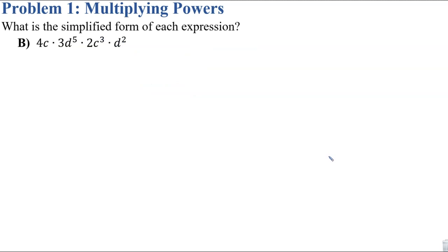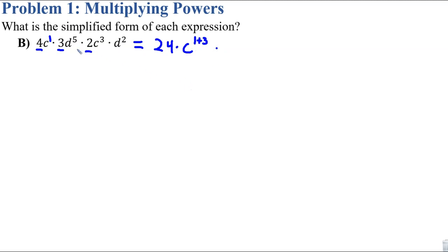All right, let's go ahead and run through part B. So once again, we can start by multiplying our constants, and I'll just do that in one step here. 4 times 3 times 2 is going to give me 24 for my constant factor. And then I'll be able to combine the c's. Here I have c to the first power times c to the third, so we can write that as c to the 1 plus 3.